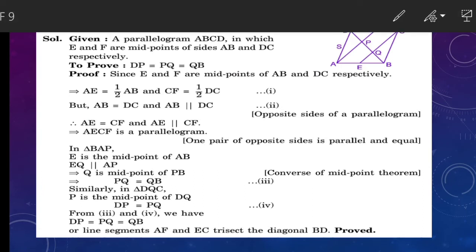So first, the given is already provided. To prove, we have to prove DP is equal to PQ is equal to QB. This we have already said. Now E and F are the midpoints of AB and CD respectively. This is given. So half of AB is AE, and half of CD is CF. It is said that ABCD is a parallelogram. So since it is a parallelogram, we have AB equal to DC and AB parallel to DC. So we can say AE is equal to CF and AE is parallel to CF, which implies that AECF is a parallelogram. So we got a parallelogram AECF.